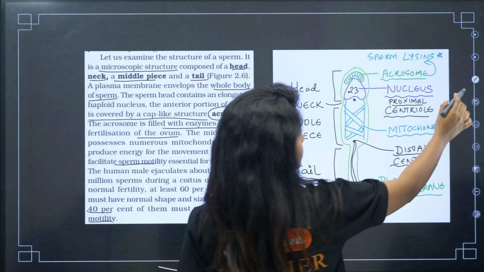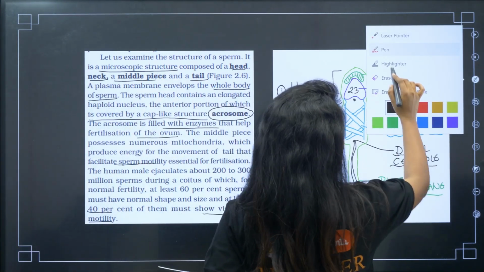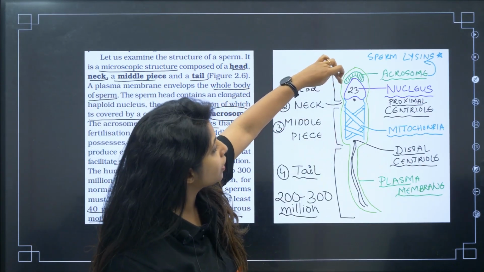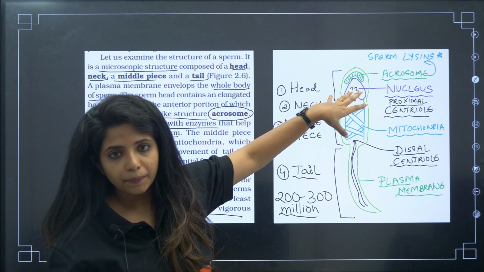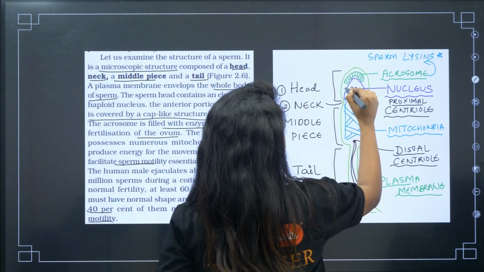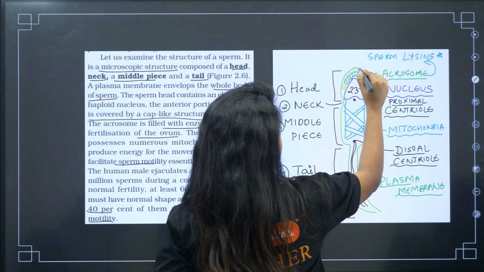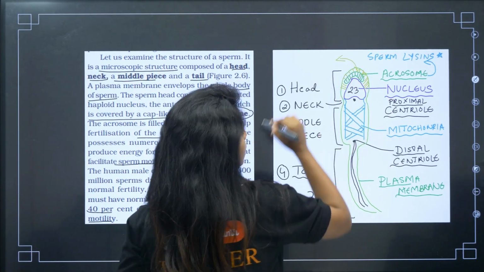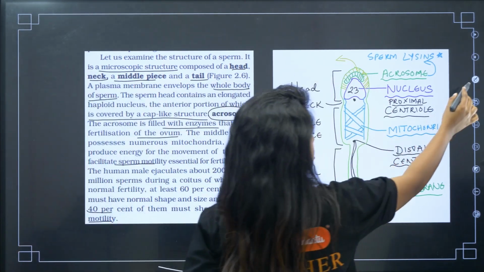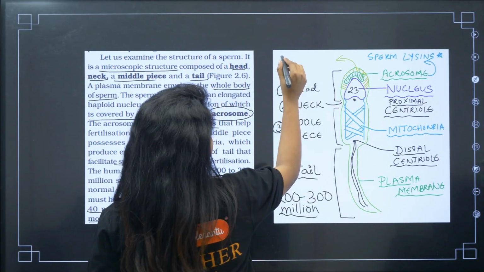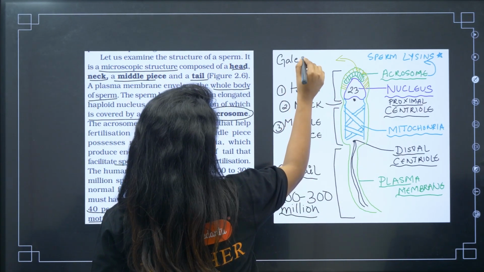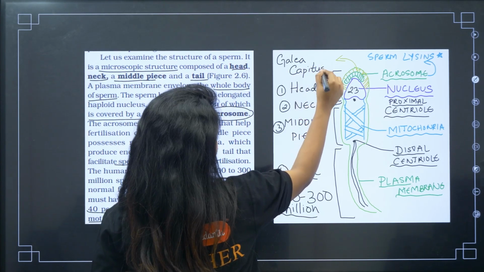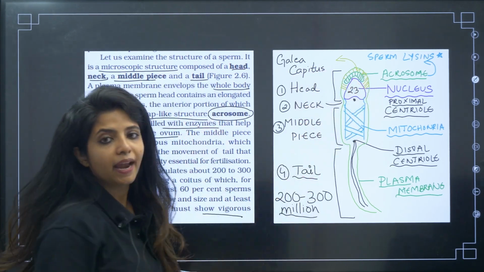Now, as I promised, there are a few extra things. Let me teach you that as well. The 2/3 of the head region is basically covered by a layer. Is it visible? I shall write it in black. It is known as Galea capitis, just 2/3 of the head region.